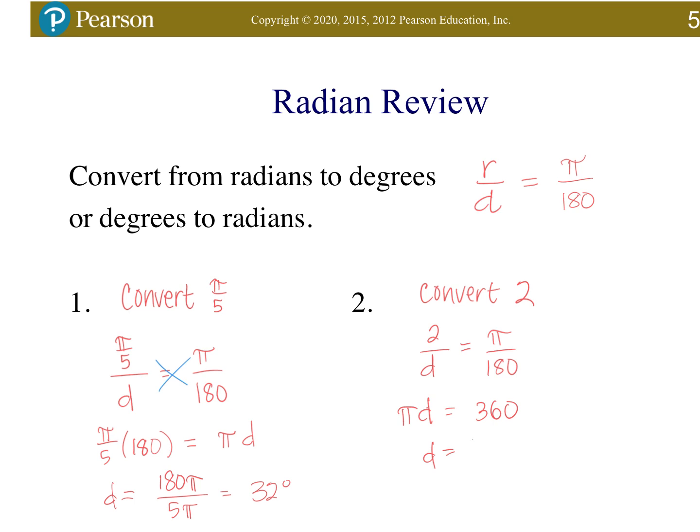So the degrees in this case would be 360 over pi. That's not reducible without your calculator. So if this is a gray problem, you would leave it like that because gray means no calculator. So just leave it as a fraction, 360 divided by pi. If you do have your calculator, you're allowed to type it in.